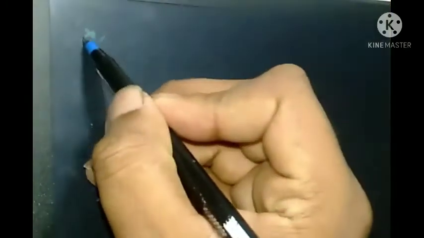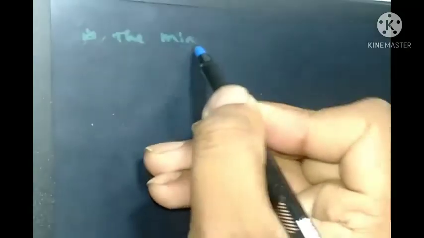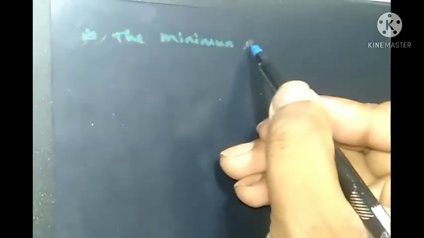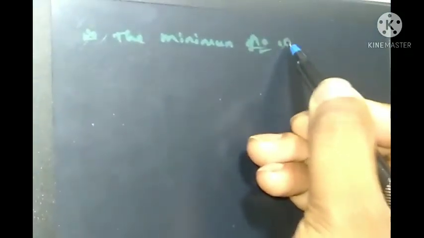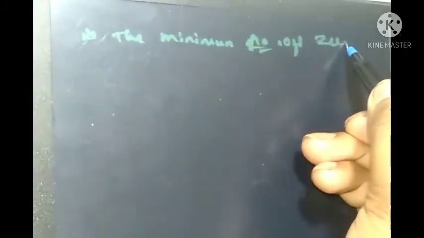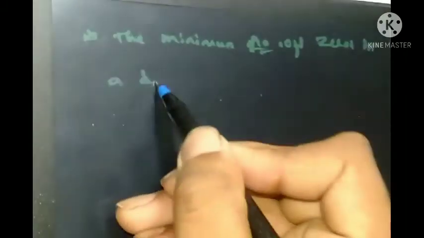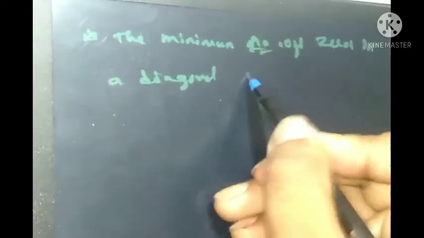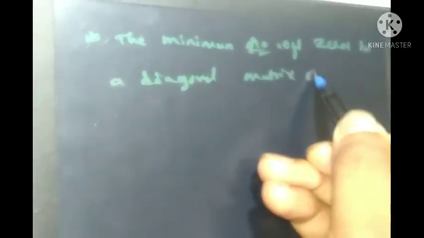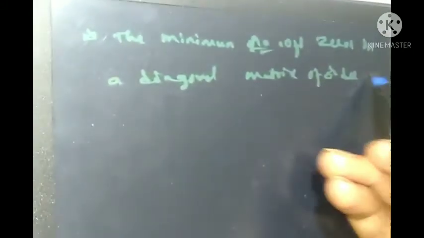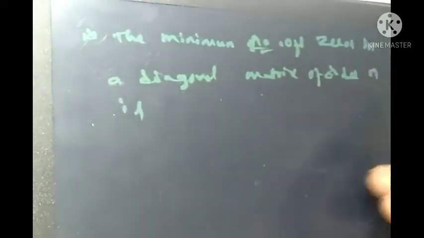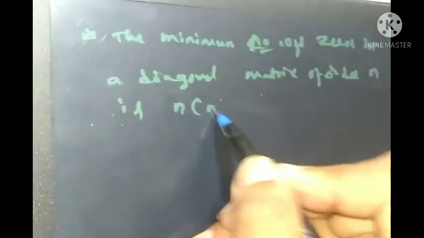Now, the minimum number of zeros in a diagonal matrix of order n is n into n minus 1.